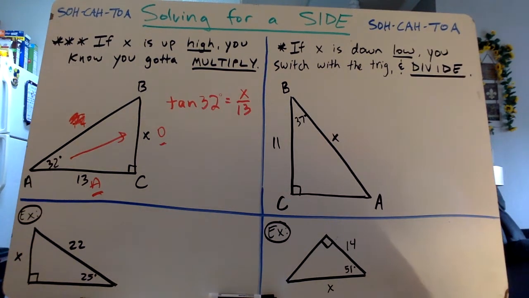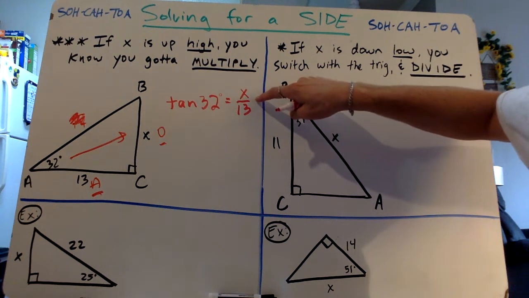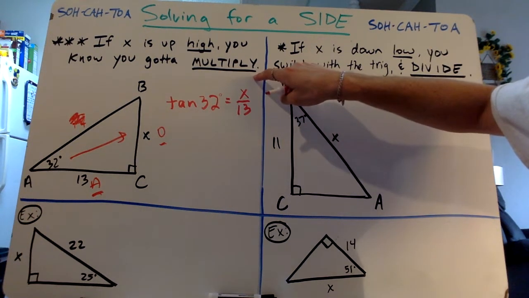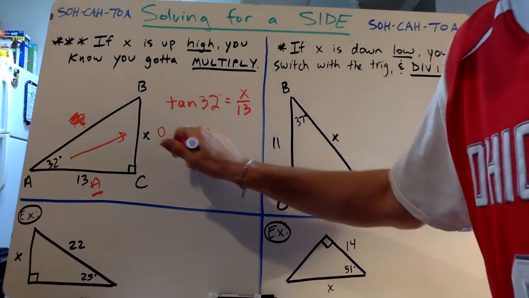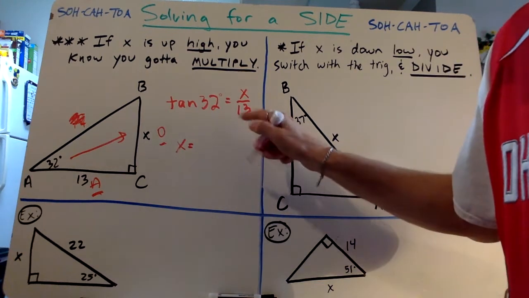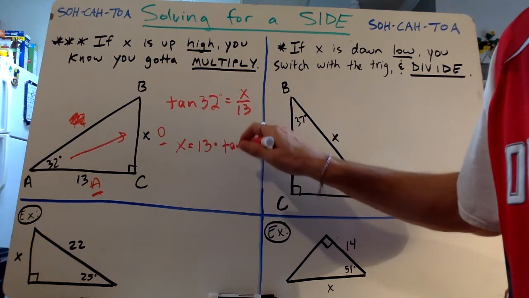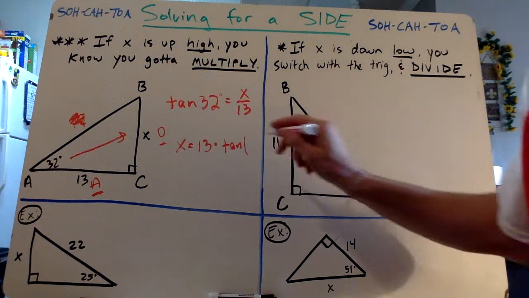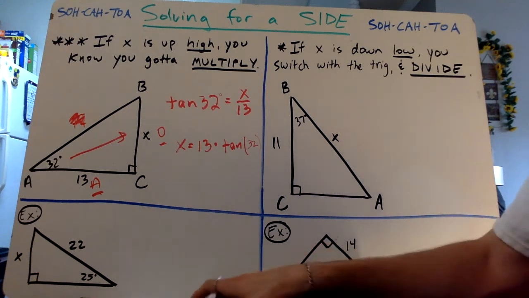Now I got to solve for it. So tangent of 32 equals x over 13. How do you solve for that? By reading this: if x is up high, which it is, you know you got to multiply. So you're going to multiply these two across from each other. You're going to have in your calculator x equals 13 times tangent, and it should give you a parenthesis, 32, close parenthesis. And that's all I got to do is type that in.